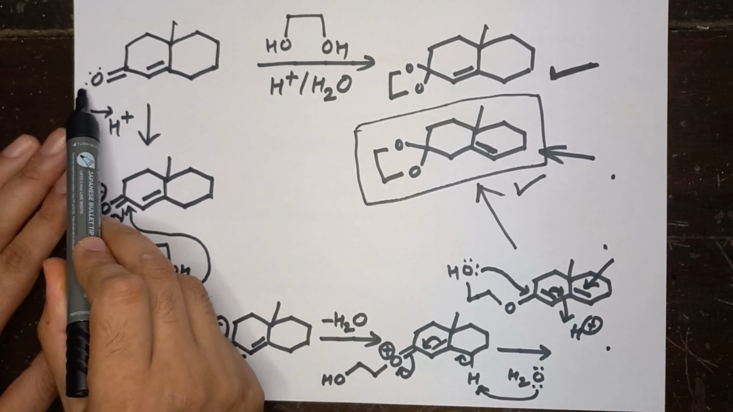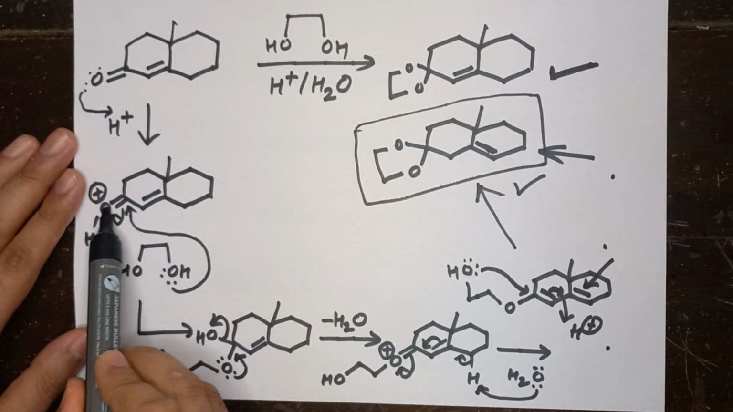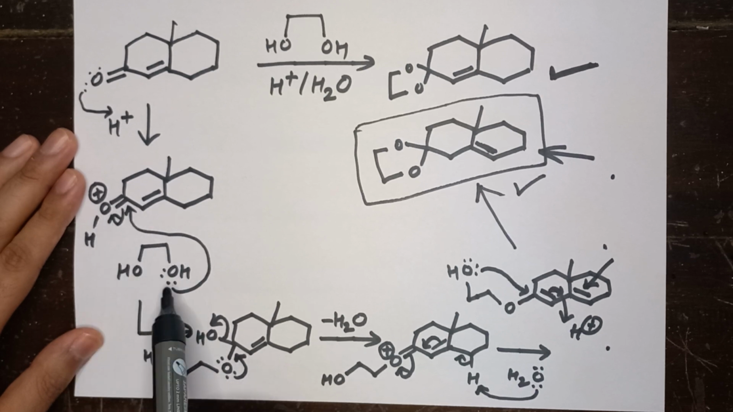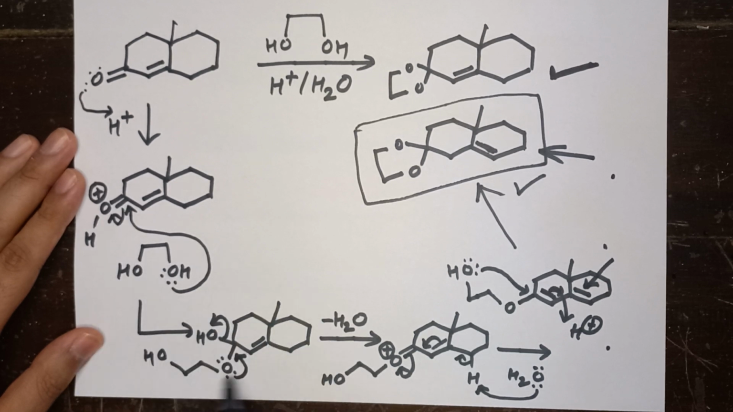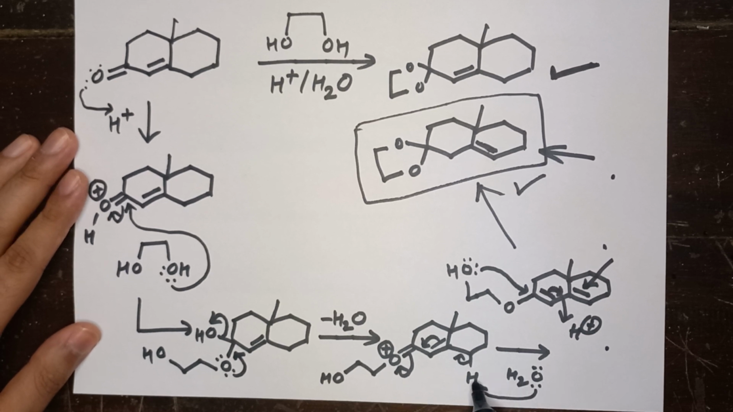So in the first step, this oxygen lone pair will grab this proton and this carbonyl will get activated. Then the oxygen of the diol will attack at this carbonyl, will neutralize the oxygen, and you get this particular molecule. Furthermore, this oxygen lone pair forms a double bond here, leaving this OH group, and will generate this particular molecule. Water can act as a base, can grab this particular proton, and will form a double bond here.